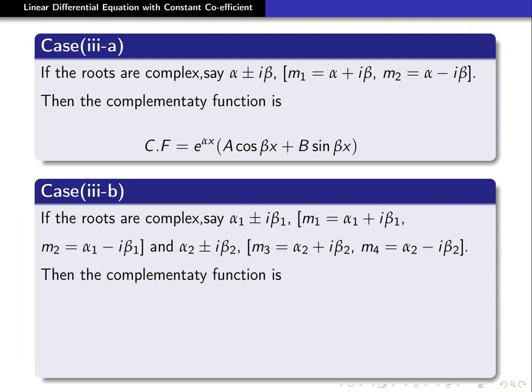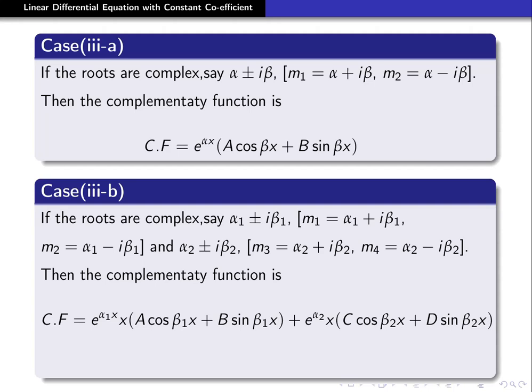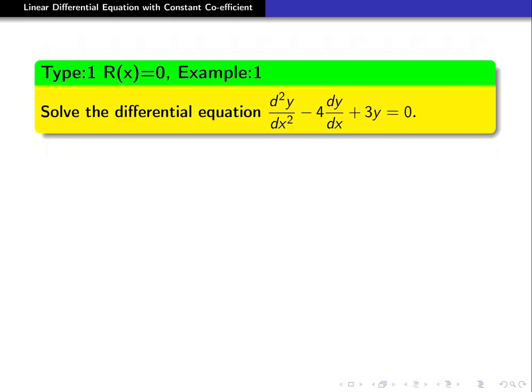Suppose we consider two complex roots, alpha 1 plus or minus i beta 1 and alpha 2 plus or minus i beta 2. Then the complementary function is e^(alpha 1 x) (a cos beta 1 x + b sin beta 1 x) + e^(alpha 2 x) (c cos beta 2 x + d sin beta 2 x). Here we can replace alpha 1, beta 1 and alpha 2, beta 2. Similarly, we can extend up to n roots.